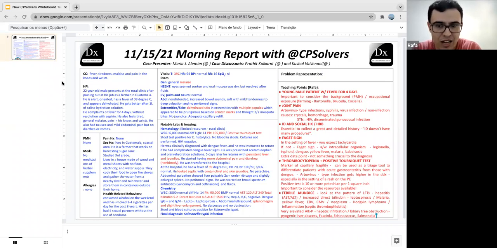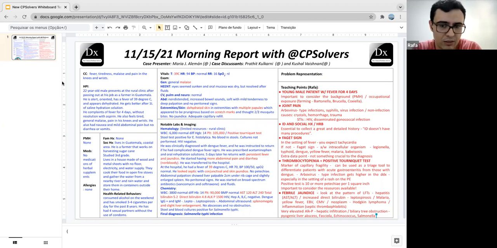And then we saw that this patient had Faget sign, where in the setting of fever we expect bradycardia, but in these patients, if you don't see it, you could think about Faget sign. It's associated with intracellular organisms like Legionella, typhoid, dengue, yellow fever, malaria, babesiosis, but it's that extra data point, not something crucial to the diagnosis.